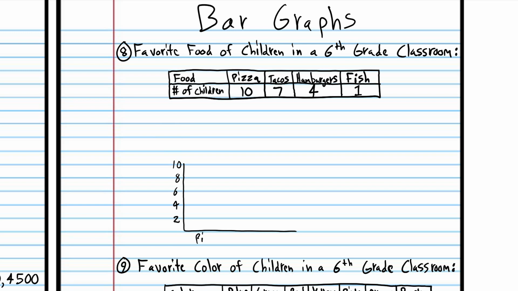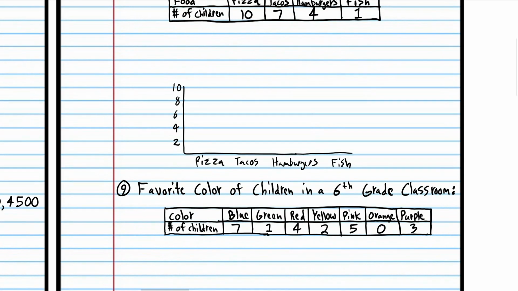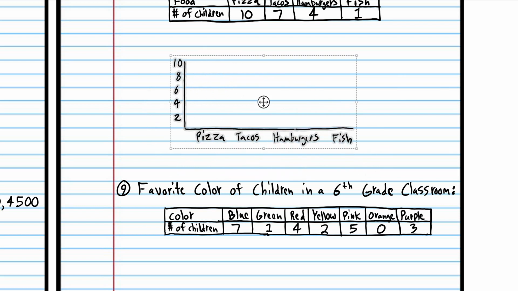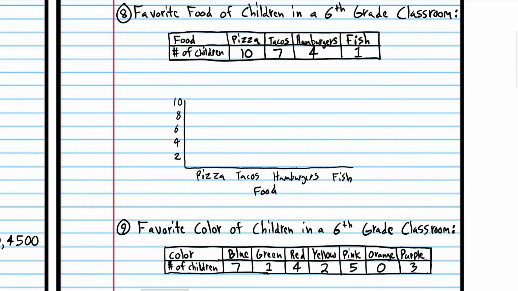And here we have pizza and tacos and hamburgers and fish. The first row almost always goes on the horizontal axis. This is the vertical axis and this is the horizontal axis. Now we have to label our axes. So on the bottom we have types of food. So we can just say food, and on this axis it's number of children.